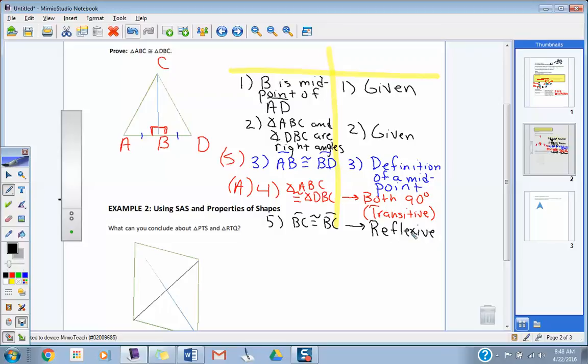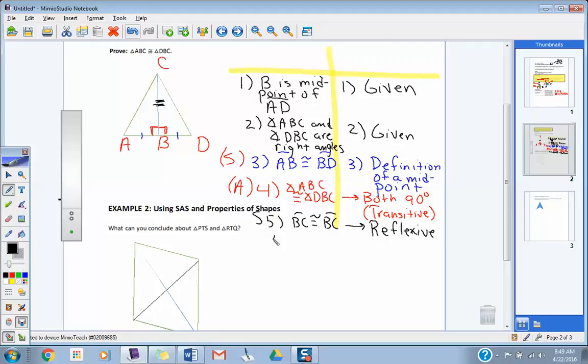Reflexive. Okay. Guys, this satisfies a what, guys? An angle or a side congruent. So by steps 3, 4, and 5, what can you conclude now about your two triangles? You've shown two pairs of sides congruent. The angle that you have is between the two sides.